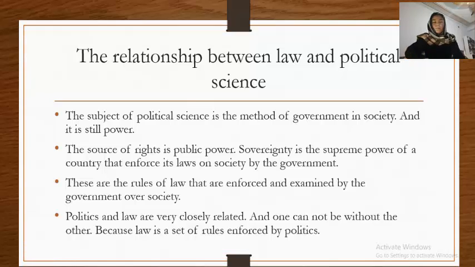The second one is the relationship between law and political science. These two sciences are very close to each other. The subject of political science is the method of governing society, and it is still power. The subject of the government is power.